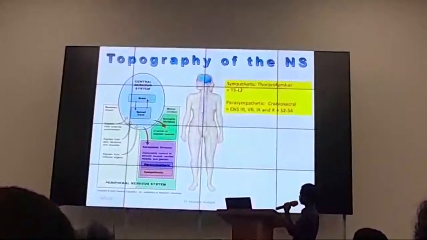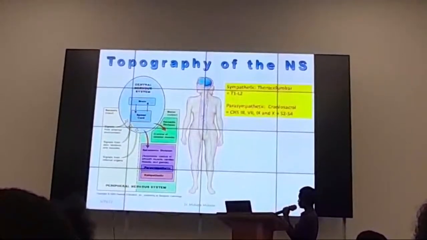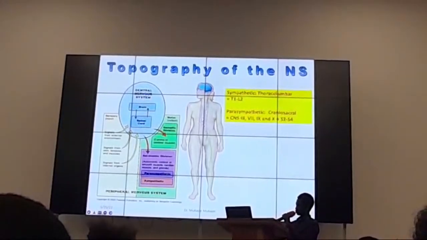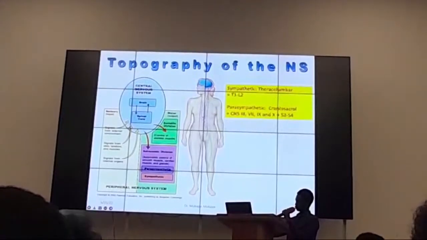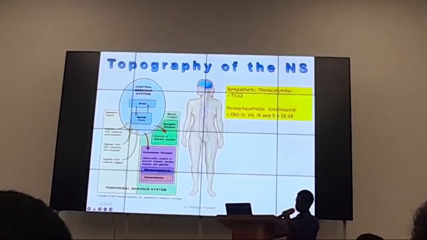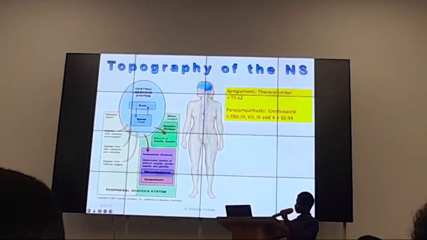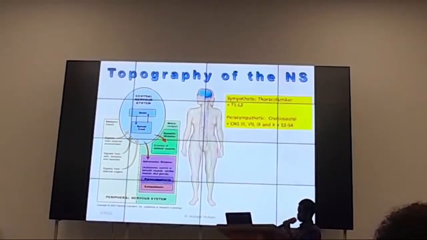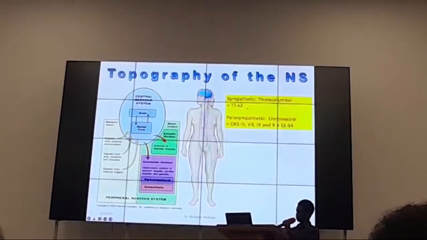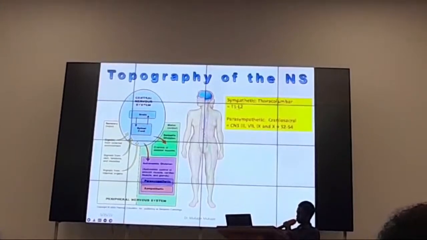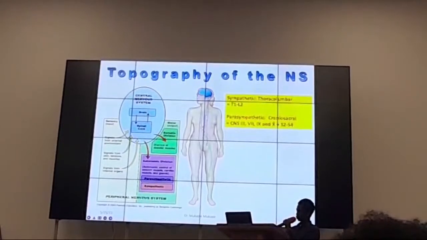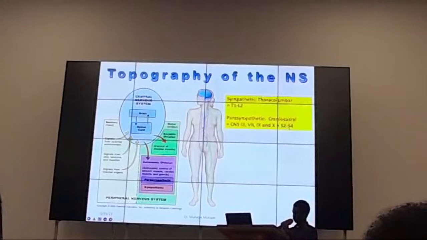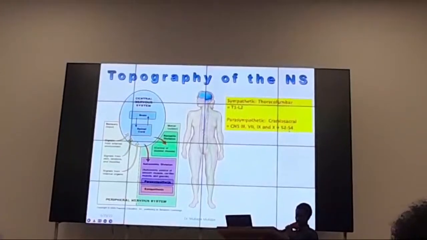We can see again from the picture the brain and the spinal cord, which make up the CNS, and then the peripheral nervous system, including the sympathetic tracts. Like we said, sympathetic outflow is thoracolumbar, T1 to L2, and parasympathetic is craniosacral, cranial nerves 3, 7, 9, and 10, and then spinal segments S2 to S4. Cranial nerve number 3 is what?